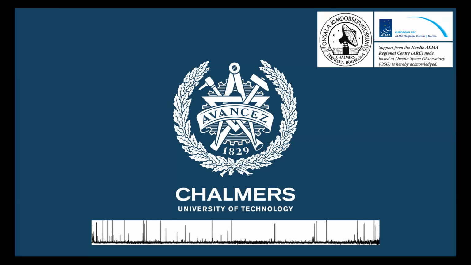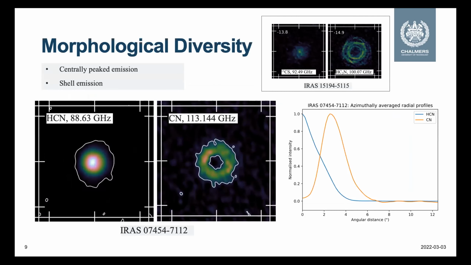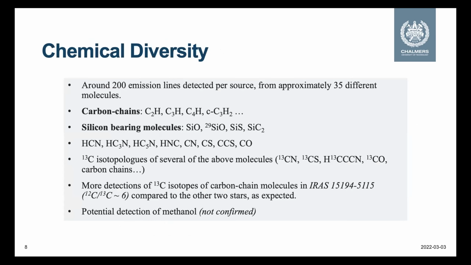I just have a very quick question. In terms of number of lines, you showed that you detected something like 200 lines in your band. How does it compare roughly to IRC+10216 for the same frequency range? I haven't looked properly into the IRC+10216 data yet, because we don't have it as part of our ALMA sample. So I have to go into the literature and see. I don't have an answer right now.